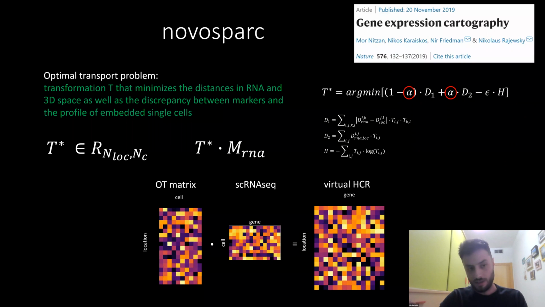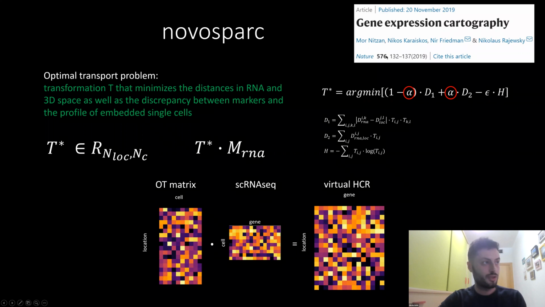For that, there are a lot of different approaches and algorithms. The one that we decided to use is NovoSpaRc, which uses in particular an optimal transport algorithm that tries to minimize the distance between cells, both in 3D space and in the RNA space, as well as the discrepancy between the genes and the profiles of the cells that are embedded in the space. In other terms, this algorithm works under the assumption that cells that are close in 3D space also share a similar transcription profile.